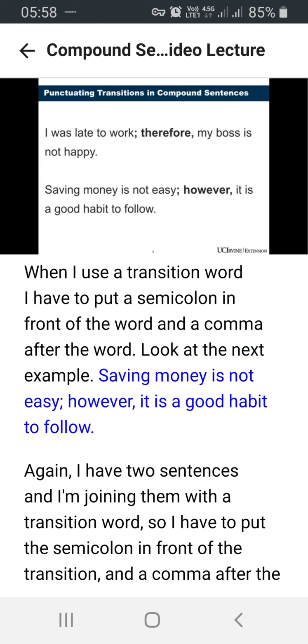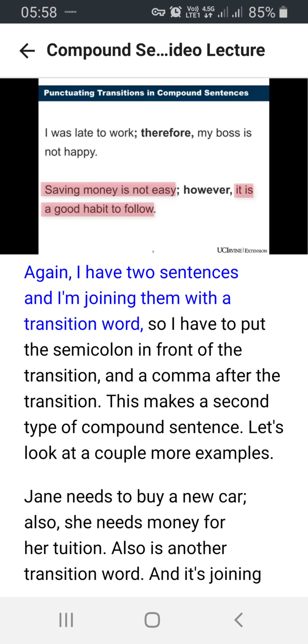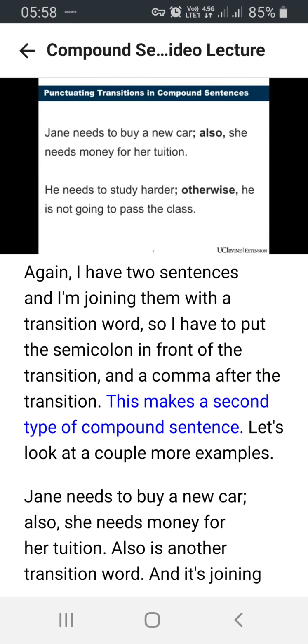Saving money is not easy; however, it is a good habit to follow. Again, I have two sentences, and I'm joining them with a transition word. So I have to put the semicolon in front of the transition and a comma after the transition. This makes a second type of compound sentence. Let's look at a couple more examples.